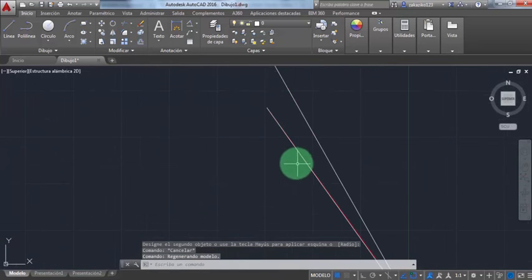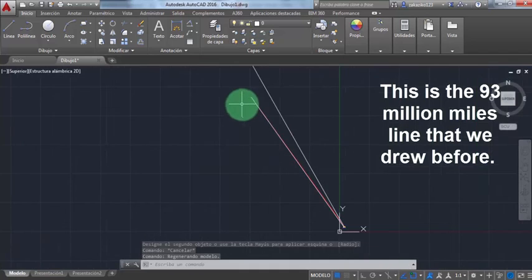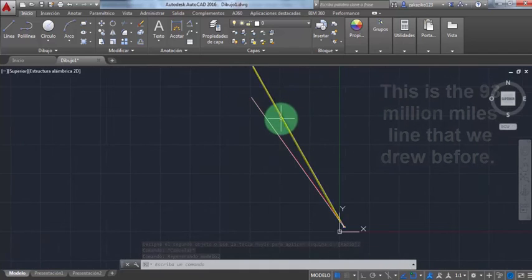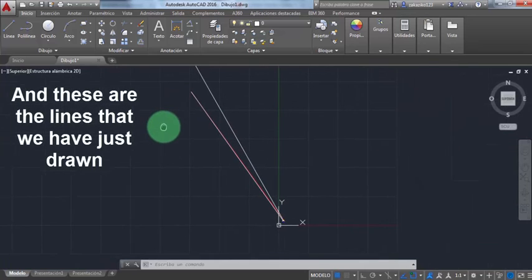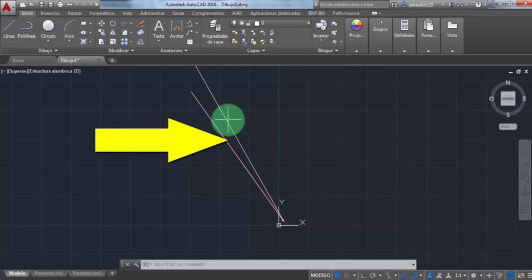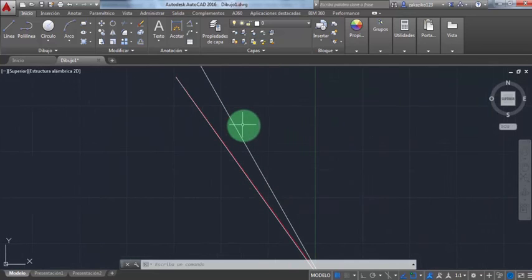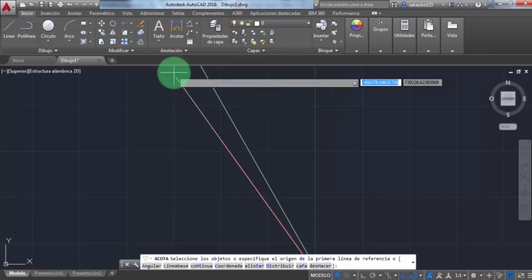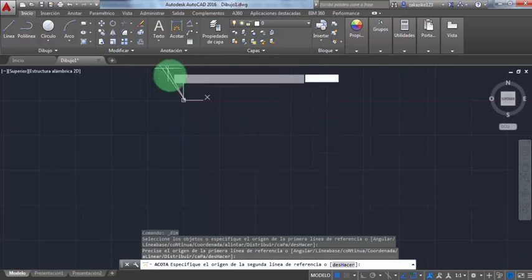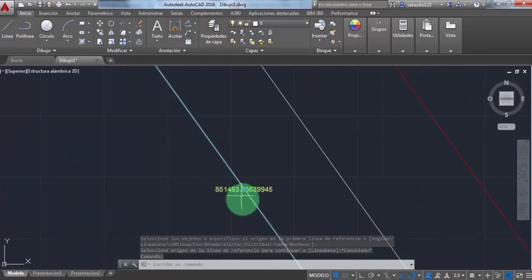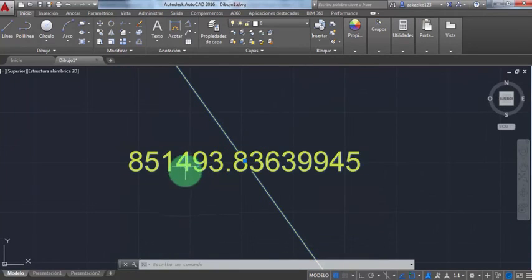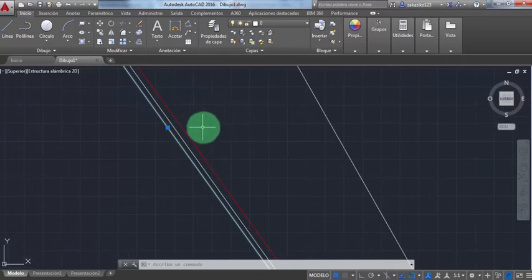Please don't confuse this long line with the short ones. This is the 93 million miles line that we drew before. And these are the lines that we have just drawn. And as you can see, this distance is not even comparable with the famous one that we all know, 93 million miles. And I am going to measure this distance right in front of you to see how close that point is. See that? It's not even a million miles.